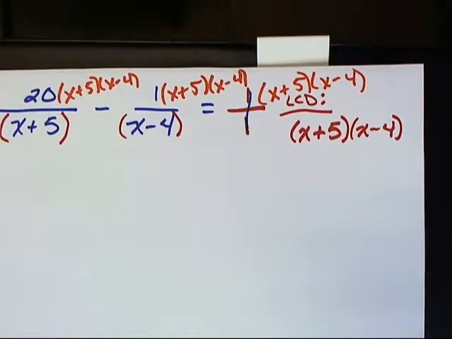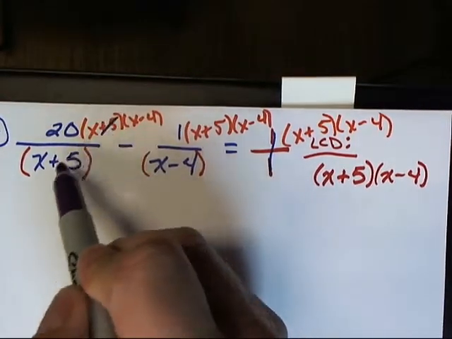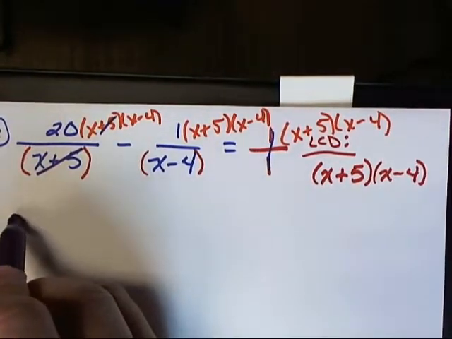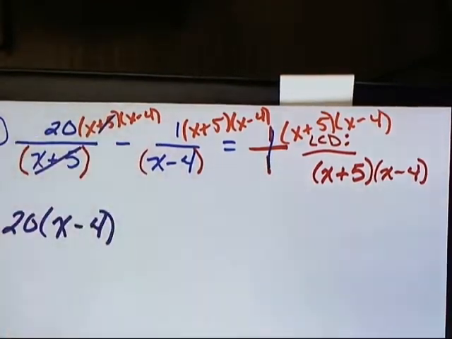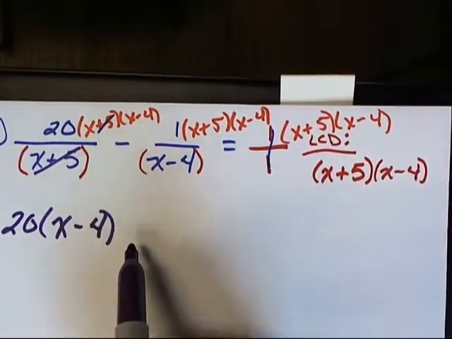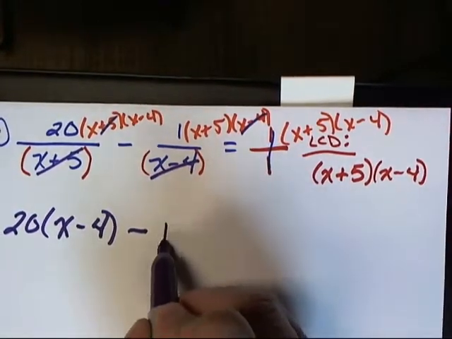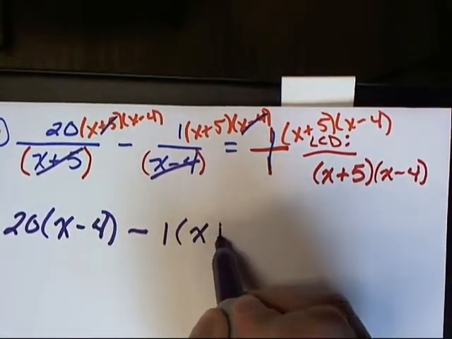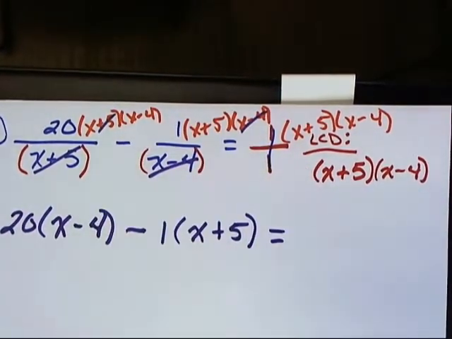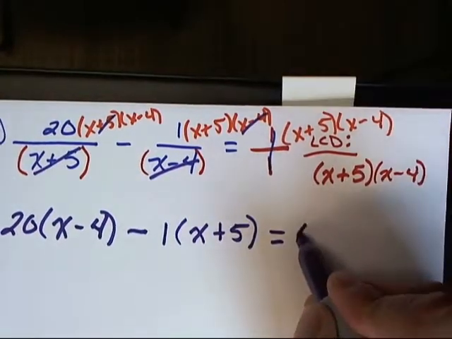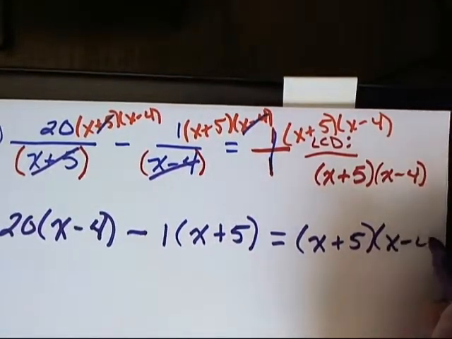Now some fun things happen in which we have some canceling that goes on. On the left side, the x plus 5s cancel out, and I'm left with 20 times the quantity of x minus 4. Minus, and here the x minus 4s cancel out, and I'm left with 1 times the quantity of x plus 5. Is equal to, nothing cancels on that other side, so I need both factors of x plus 5 times x minus 4.